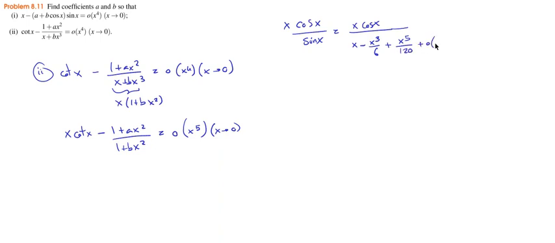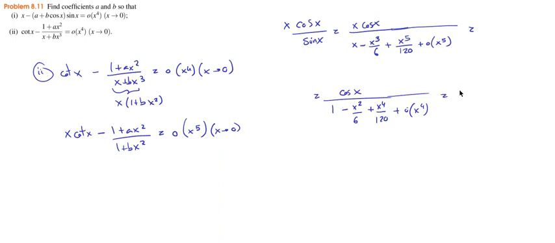Plus small o of x to the 5, which is what we want, right? But now we have an x here, so we can divide everything by x. So this is the cosine divided by 1 minus x squared divided by 6 plus x to the 4th divided by 120 plus small o of x to the 4th. Okay. But now here we have the cosine times 1 divided by 1 minus, and we have x squared over 6 minus x to the 4th divided by 120 plus small o of x to the 4th.